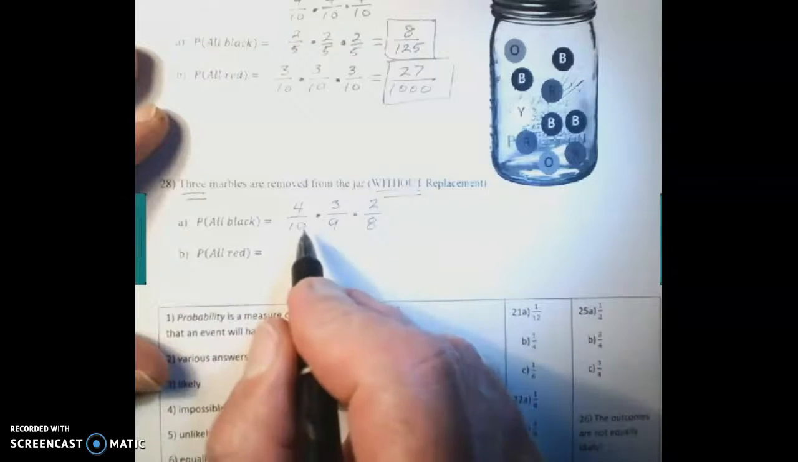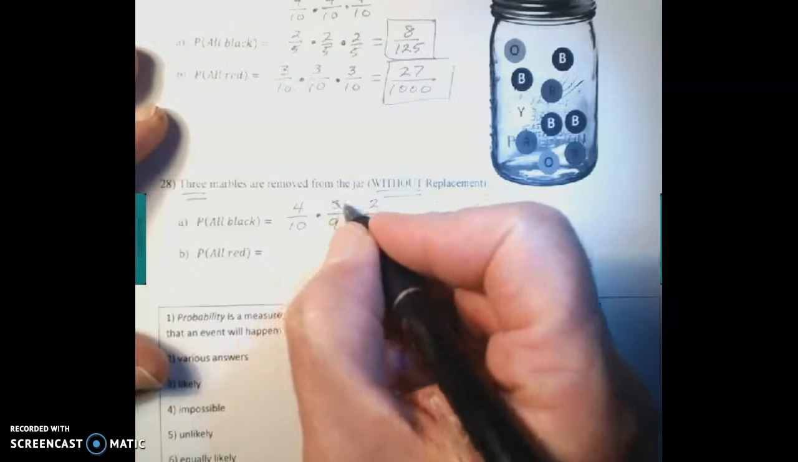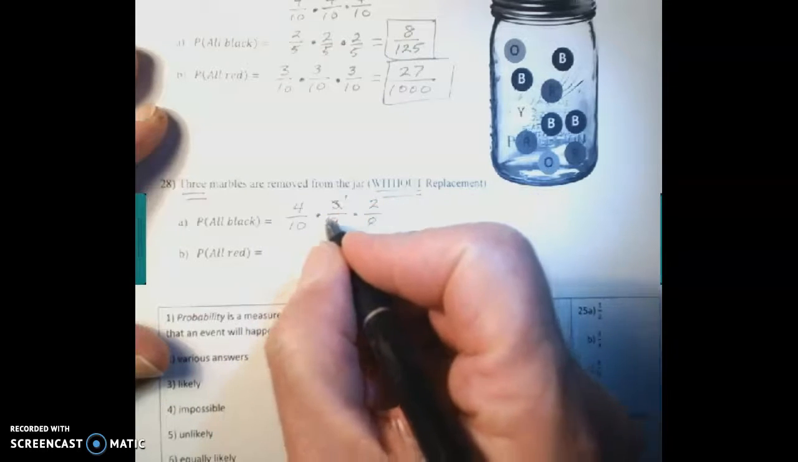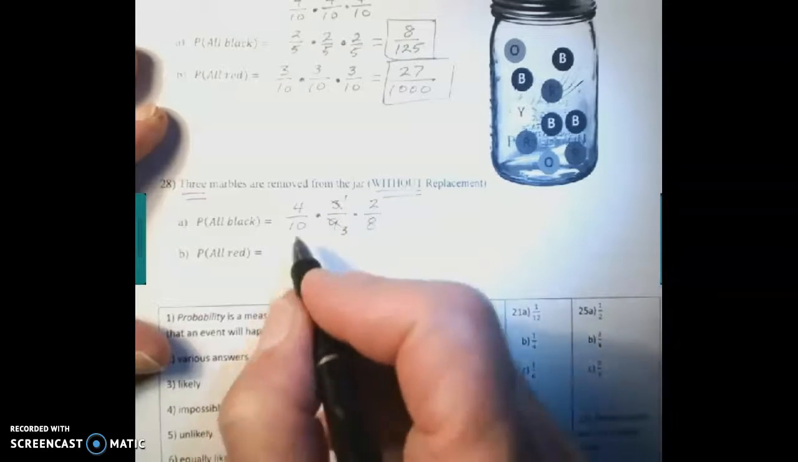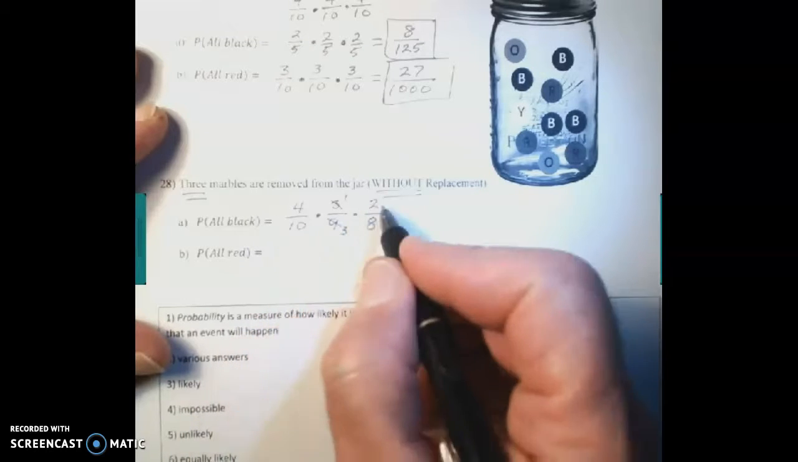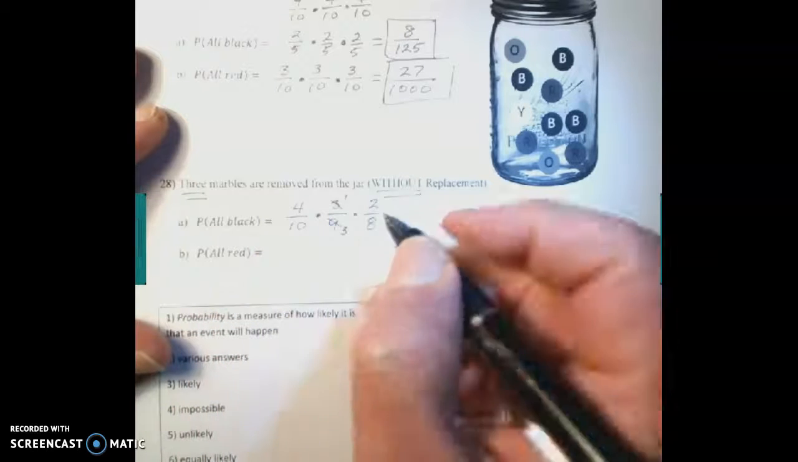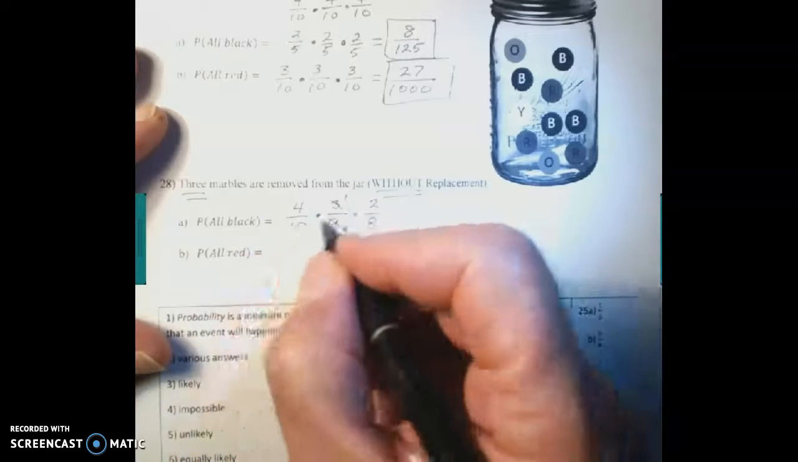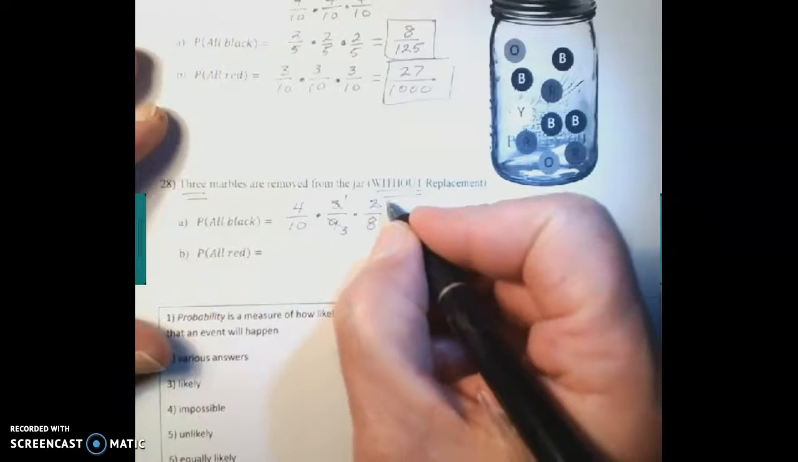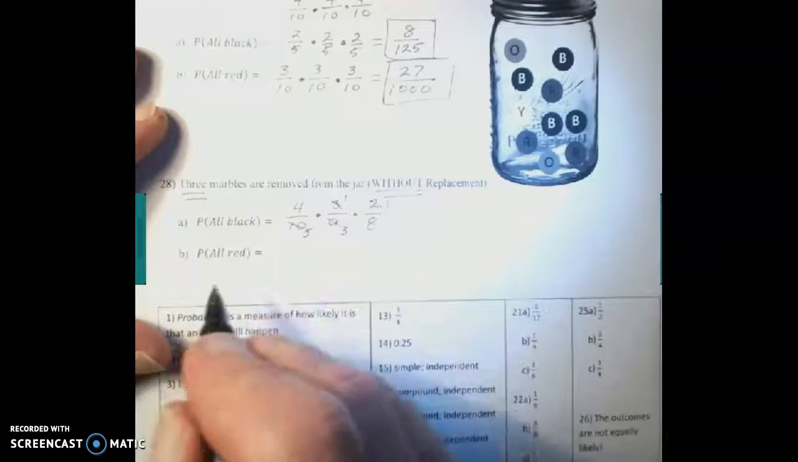Reduce before you multiply. 3 and 9 can both be divided by 3, so this becomes a 1, this becomes a 3. 10 and 2 can both be divided by 2. I'm going to reduce that way because I'm going to reduce the 4 with the 8. So 10 and 2 can both be divided by 2. The 2 becomes a 1. The 10 divided by 2 would become a 5.